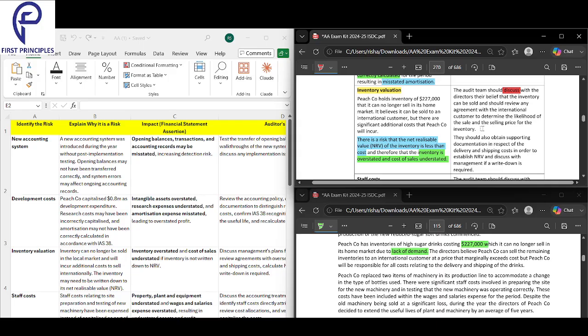So first, discuss with the management why they have kept it at cost. Why have they not written down? Ask them to write down. Tell them to write down the inventory, and discuss with the management if a write down of inventory is required.